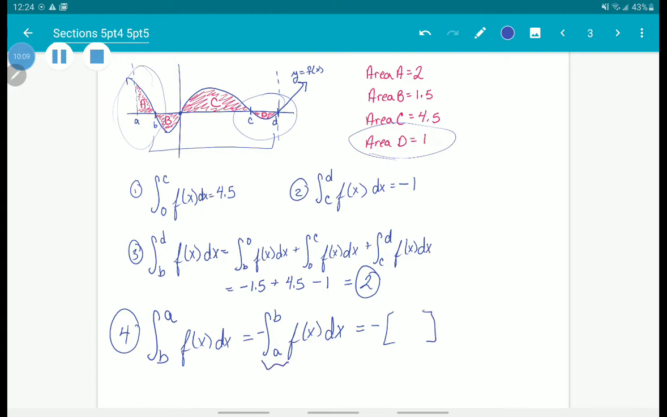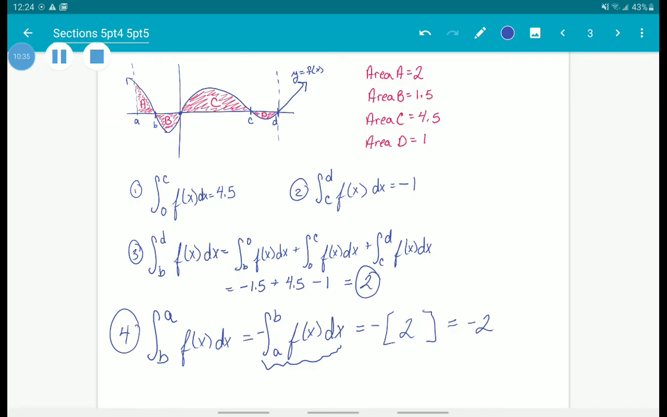So let's talk about what is the integral from A to B. Well, it lives above the x-axis and it's area A, so that value has to be a positive 2, which means that if I flip those limits, because that's what they asked me about in the beginning, my final answer would be a negative 2. So it's all about where it lives and how can I use those properties.